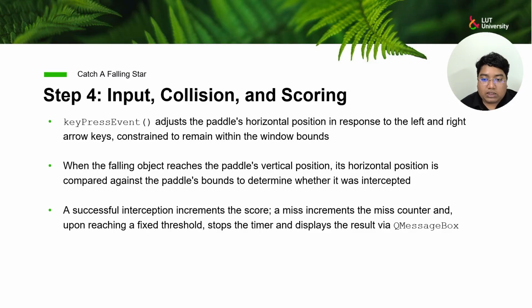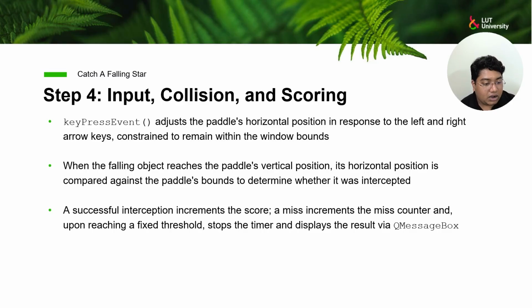Here we will set our input, our collision, and our scoring events. Now we will add the final pieces. The player needs to move the paddle. We will do that by implementing key press event. Whenever the user presses left or right arrow key, we will move the paddle by 20 pixels. We will also make sure it never leaves the game window. Next comes the collision detection.